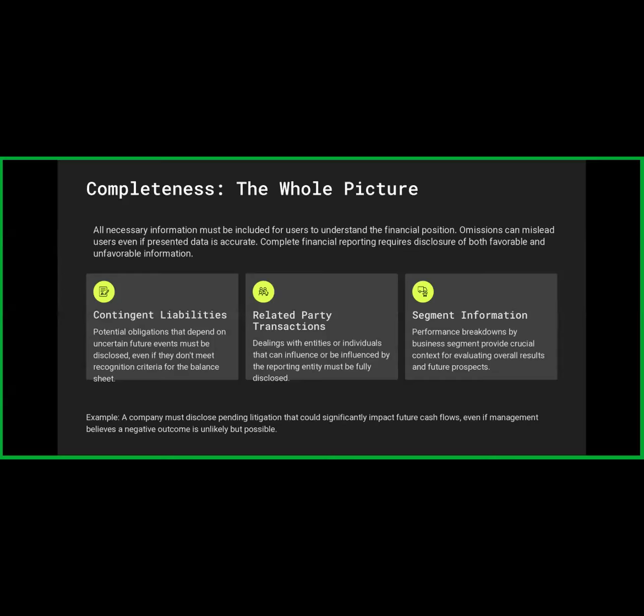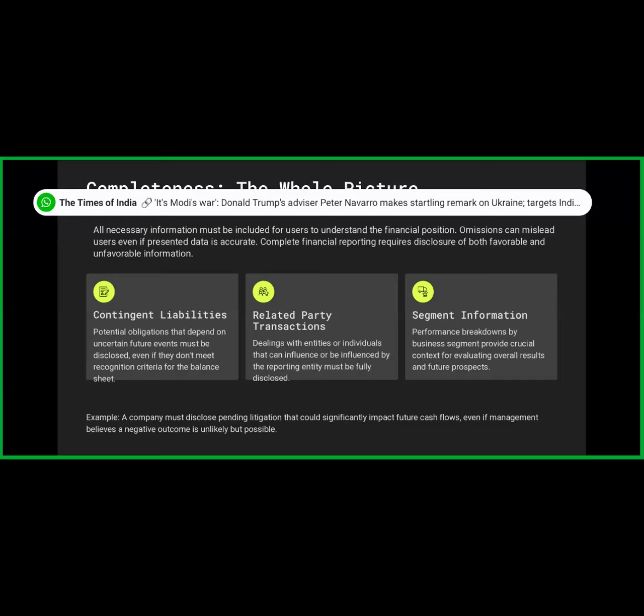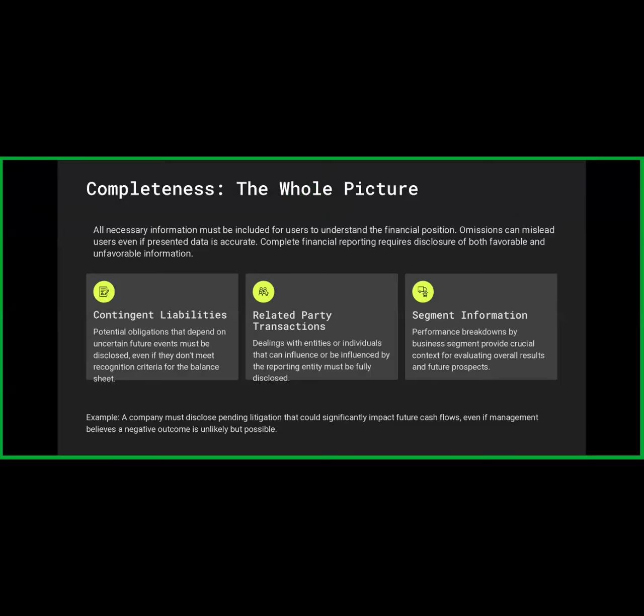Here is one example. The company must disclose pending litigation that could significantly impact future cash flow, even if the management believes the negative outcome is likely but not certain. Even if the company thinks that disclosing this data may hamper the financial position of the organization, its revenue, or profit, or have a negative outcome, the exact disclosure of realistic data should be there. No misinformation should be included in the financial statement, and incomplete information must be avoided.